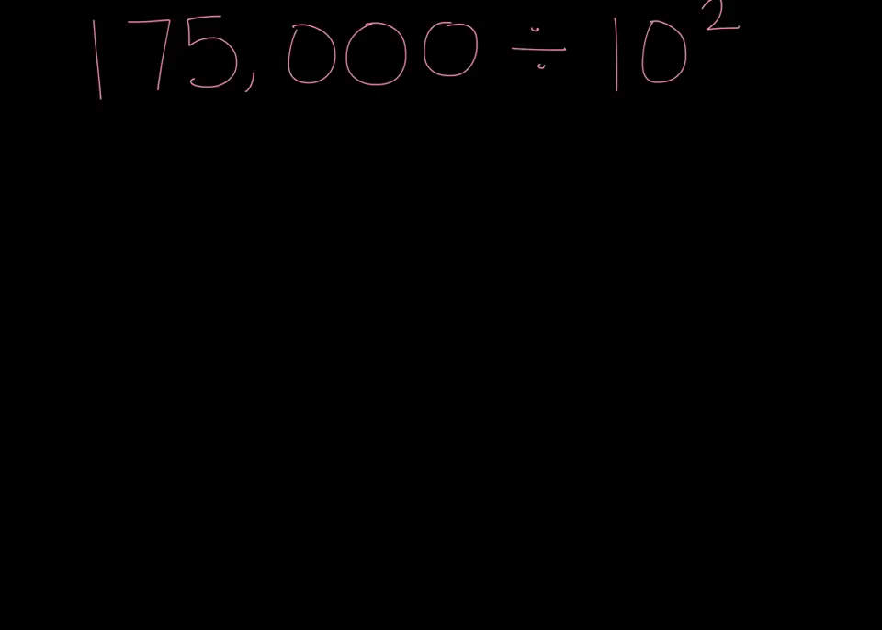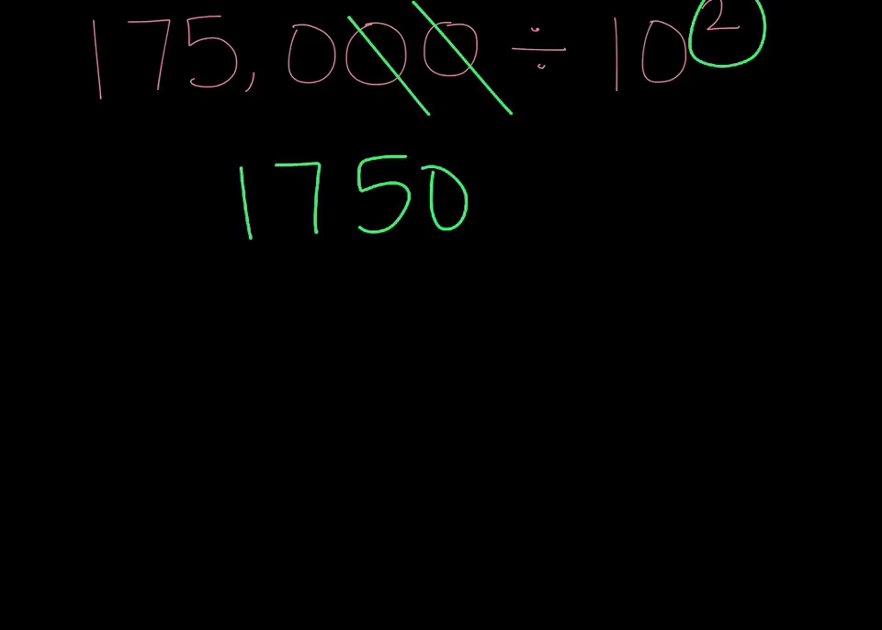Let's go the opposite direction now. Here we have 175,000 divided by 10 to the second power. And you guys learned last week that our trick for this was we crossed out however many zeros were in the exponent. So we crossed out 2 zeros and ended up with a quotient of 1,750.